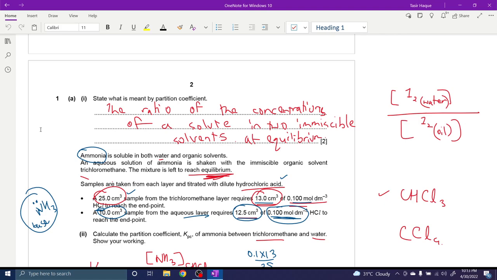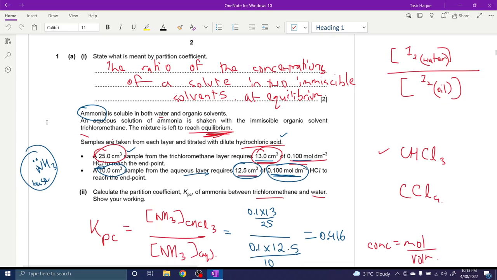Okay, so for the next one, ammonia is soluble in both water and organic solvents. However, ammonia is polar, right? Why? Because it has an electronegative nitrogen atom which has a lone pair. Okay, so let's move on to the next part.